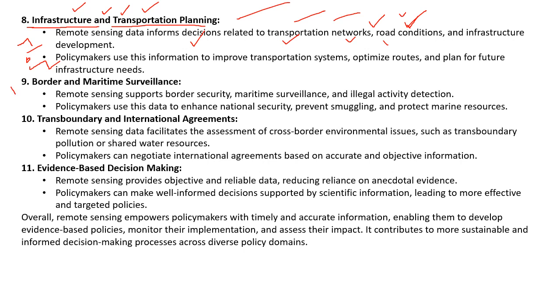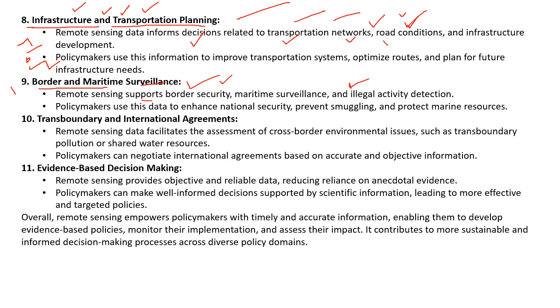Then come to the border and maritime surveillance. The remote sensing data, because you cannot see each and every part of the border, and for border security it is important to monitor the security, I mean the border. There may be some illegal activities detection. It is possible with the help of remote sensing.